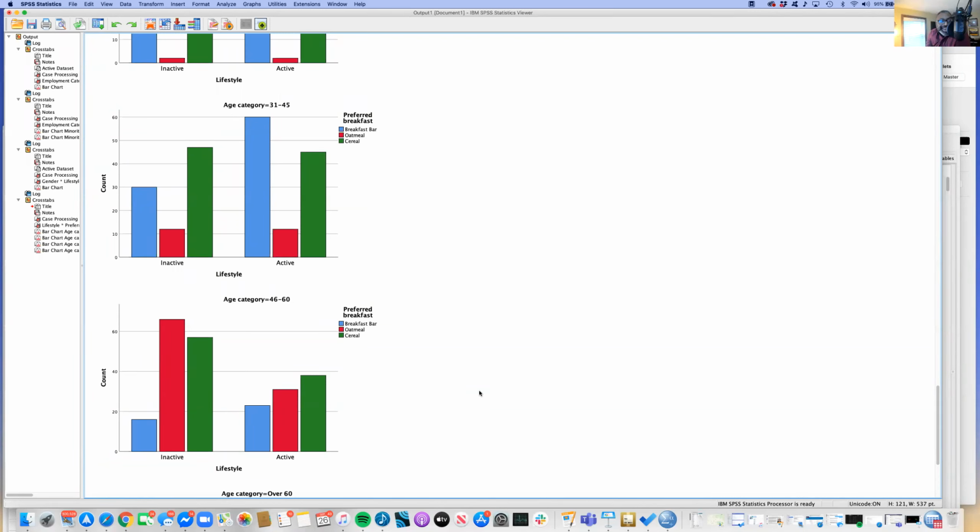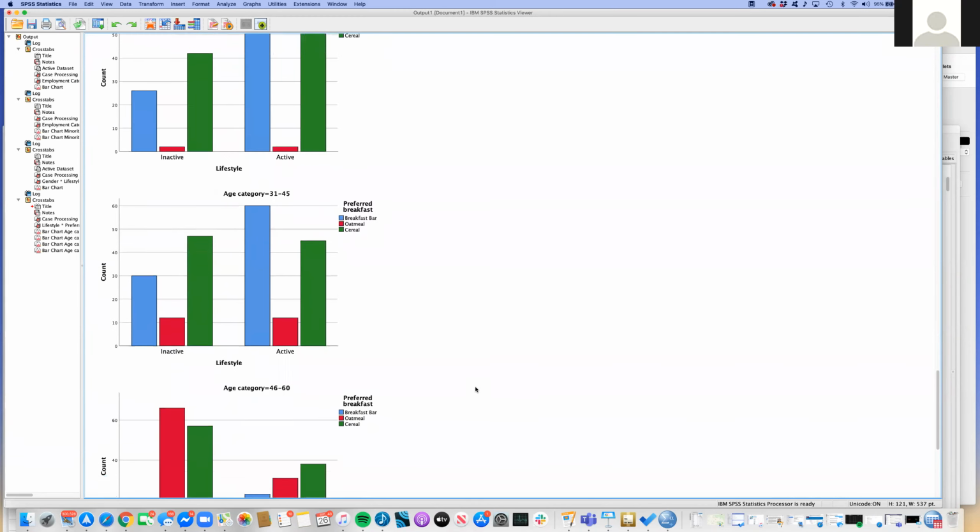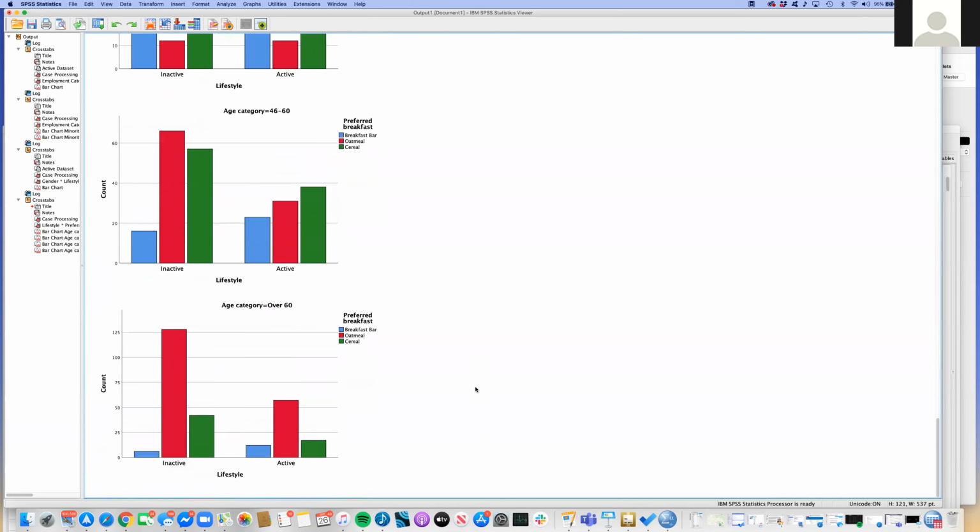So you see how just summarizing the data can get you to start thinking and asking more inferential questions. Yes, because from 46 and then over 60, some people start liking oatmeal. Yep. And I know they always push oatmeal as a health food. Sure.